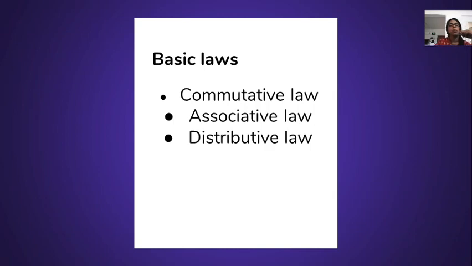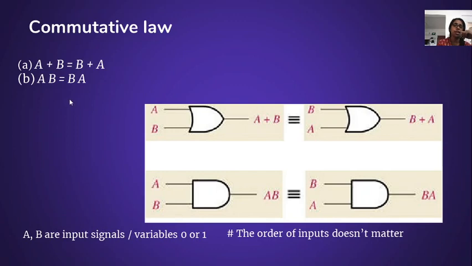So three basic laws are there: commutative law, associative law, distributive law. You all are familiar with these laws in ordinary algebra. This is quite the same as ordinary algebra. Let's see. First we have to see the commutative law. The first one deals with the logical sum operation: A or B is equal to B or A.